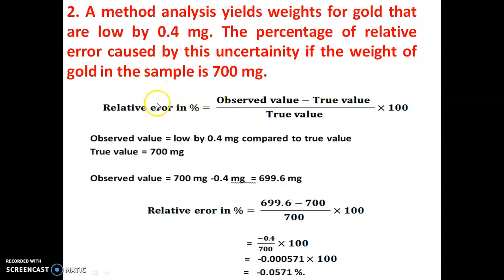We know the formula, that is the relative error in percentage is equal to observed value minus true value divided by true value into 100. This is the equation. Here, what has been given? First, it says low by, that is, when the analysis was done, the weight obtained was lower by 0.4 milligram. It is not that 0.4 milligram was obtained, it came out that much lower compared to 700 milligram.